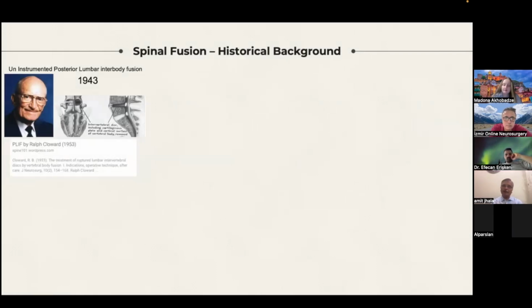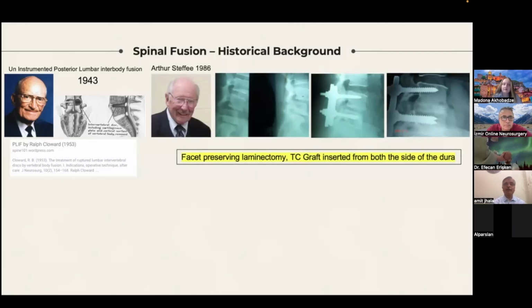Coming to a little bit of historical background, why everything started: in 1943, it was Cloward who started with the interbody fusion. But at that time, there was no instrumentation. So he gave a principal concept of an interbody fusion, but he failed because it was an uninstrumented posterolateral, uninstrumented interbody fusion. It failed, but conceptually, it was very well accepted. And therefore, the further change came that if you have instrumented interbody fusion, it gives much better results. And Professor Arthur Steffee developed his own instrumentation system, which worked very well in the 1990s.